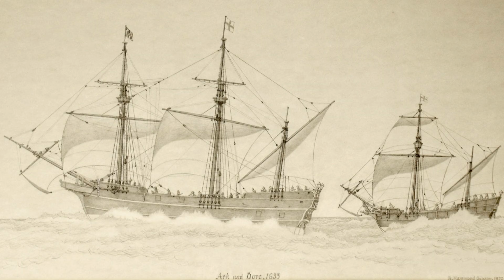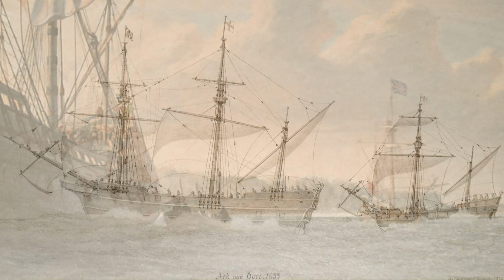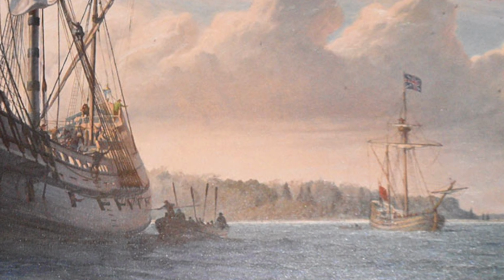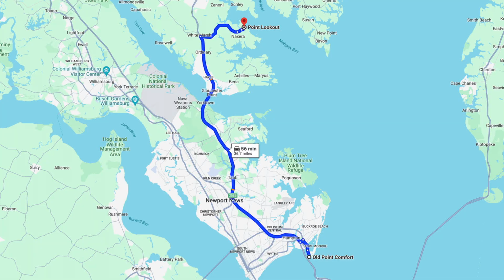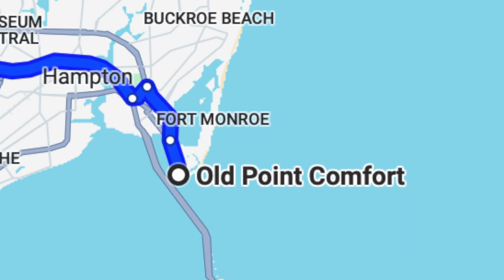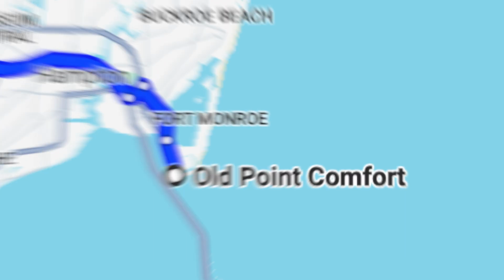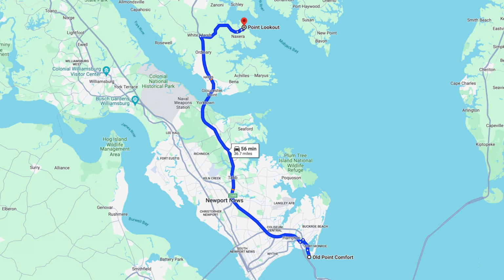There are actual ships, English ships, the Ark and the Dove. They did actually sail to this region in 1634. The difference is that they landed at Point Comfort, Virginia, on February 27th, 1634. So these are two very different locations.